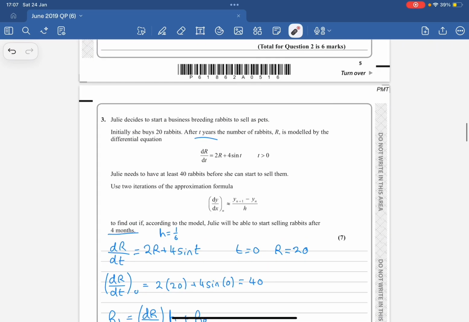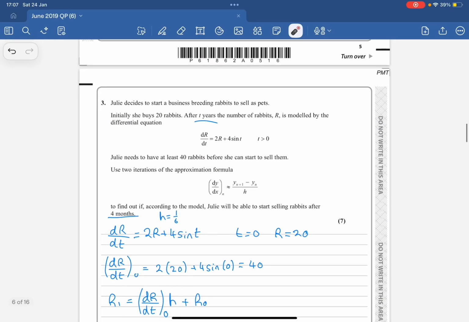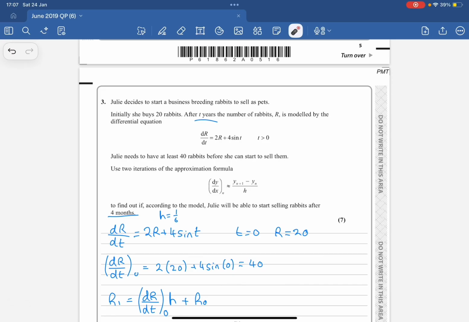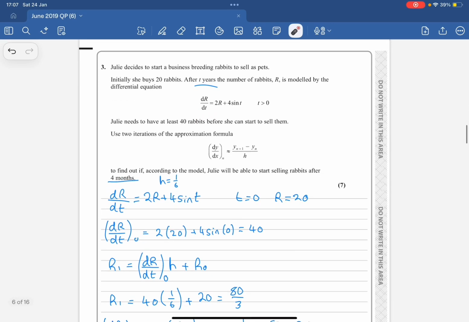So the third question is about using kind of Euler's formula. And this formula comes about by basically saying, if we have 2 points on the same curve, we can estimate the gradient just by using them and the height. So like imagine h is changing x and this is changing y. So our R0 and our T0 are 0 and 20. So therefore we can work out our dr over dt 0 by using this formula and just subbing in our R0 and T0. So doing that, we get that our initial rate of change is 40.